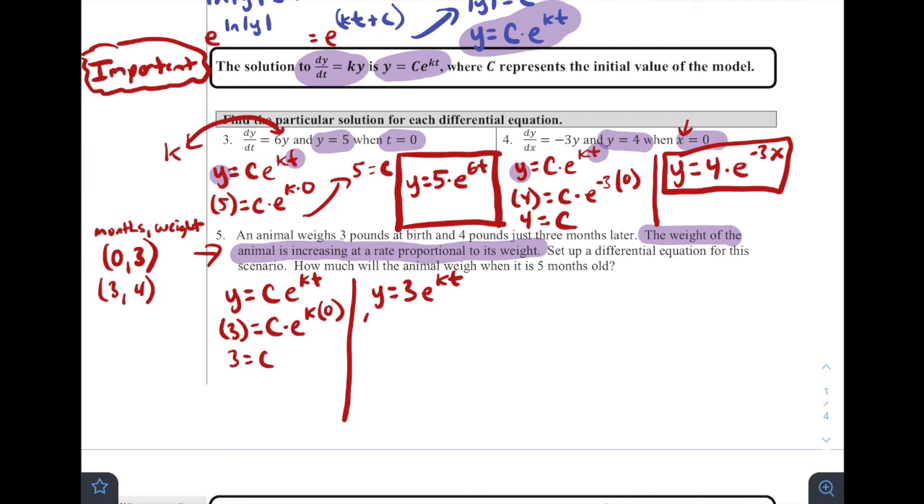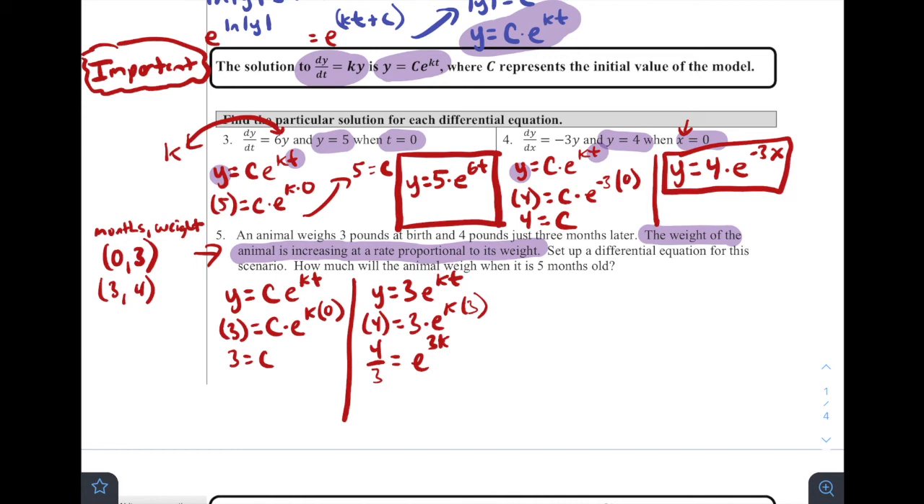If we plug in our y, we get 4 is equal to our c value, which is 3, times e to the k times our t value, which is 3 months. So if we're trying to get that e to the 3k by itself, we're going to divide by 3 on each side. So 4/3 is equal to e to the 3k power.